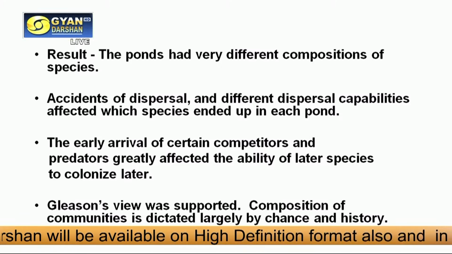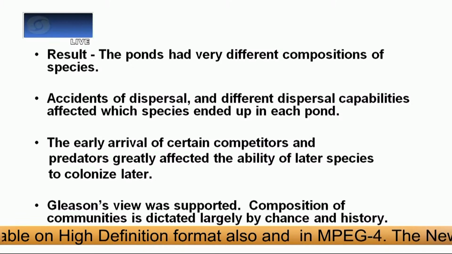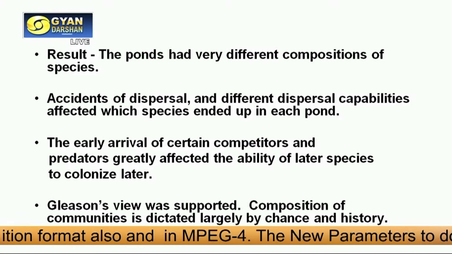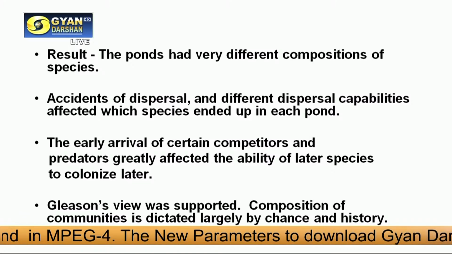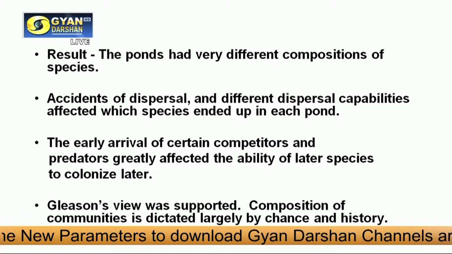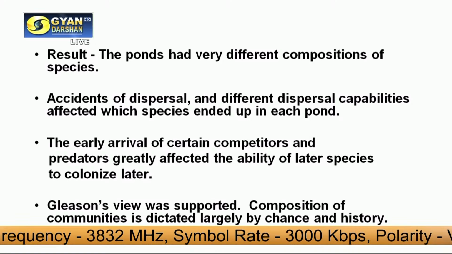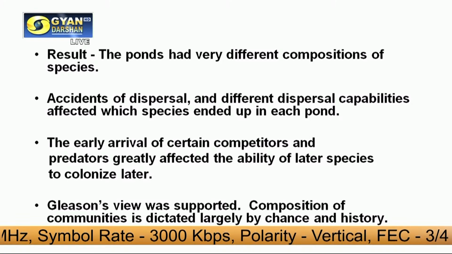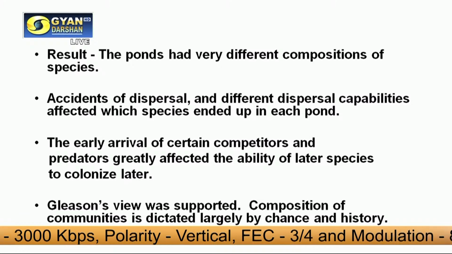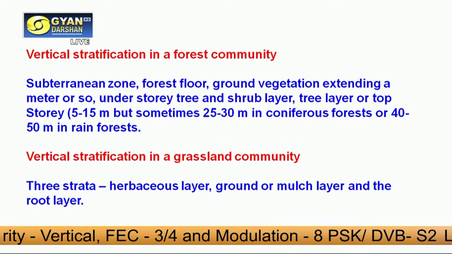Accidents of dispersal and different dispersal capabilities affected which species ended up in each pond. So it was not at all an ordered kind of thing. It was very erratic. 12 different ponds are having 12 different kinds of assemblage of species. Pattern is totally different. If it was a uniform phenomenon, then all the 12 ponds would have shown the same kind of species assemblage. But in reality, it was not that. So Gleason's view was supported. That is, composition of community is dictated largely by chance and history. It is a random phenomenon. So that is the significance of this kiddie pool experiment.